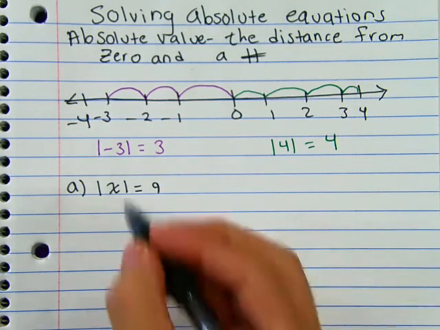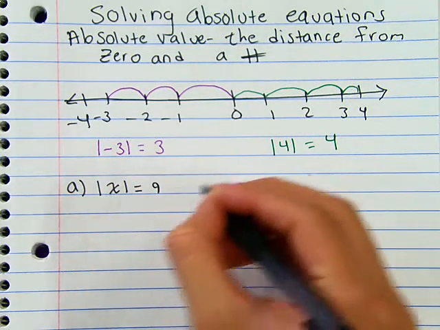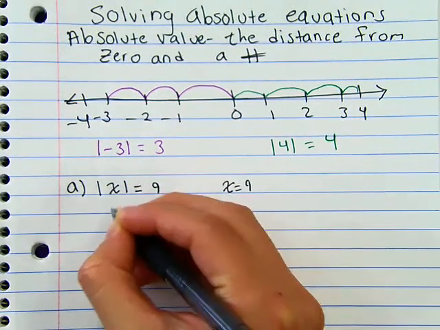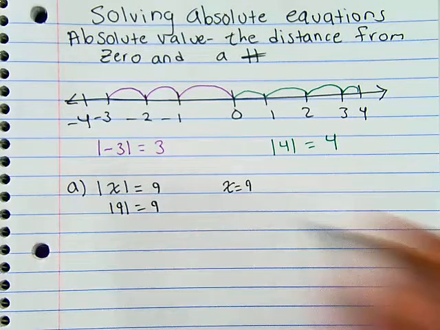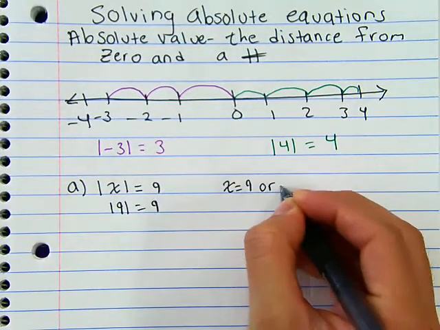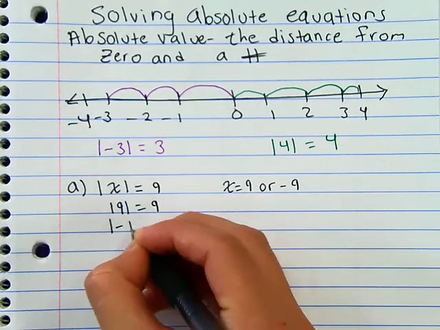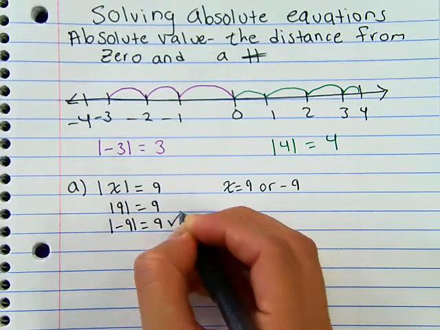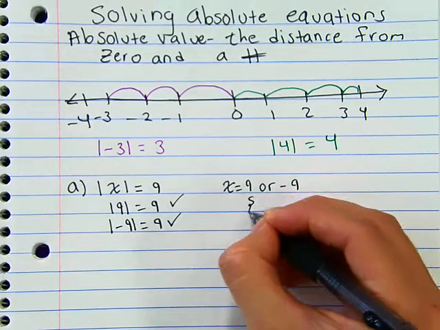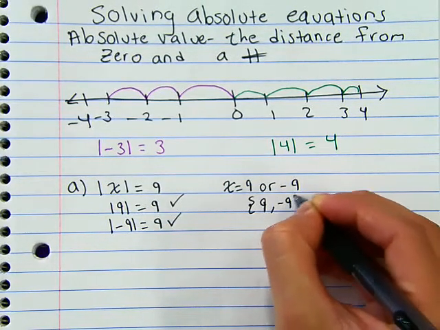Well, there's two answers that we can plug in. We know that if x is equal to 9, then the absolute value of 9 is equal to 9. That's good. Or it can be equal to -9 because the absolute value of -9 is still 9. So they both work. So our answers could be 9 or -9.